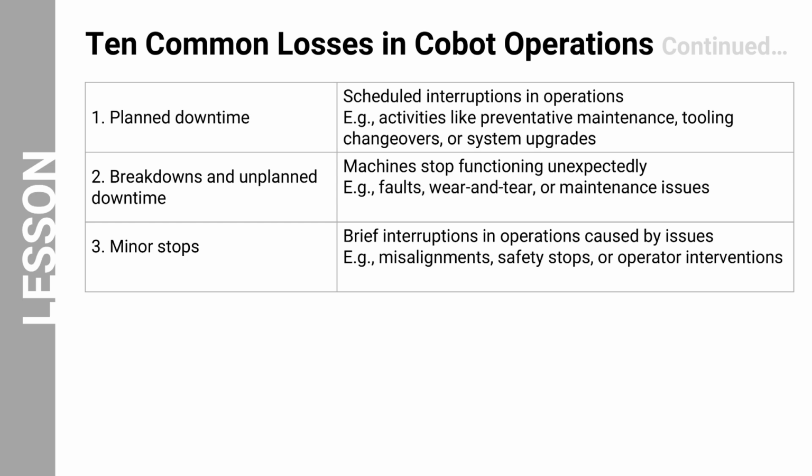Number 3. Minor stops. Minor stops are brief interruptions in operations caused by quick issues such as misalignments, safety stops, or operator interventions. These are often triggered by maintenance activities, safety concerns, or adjustments to address minor deviations before they escalate into larger problems.